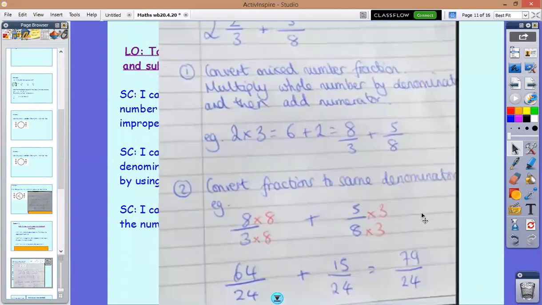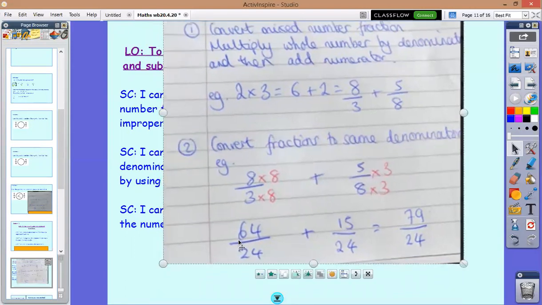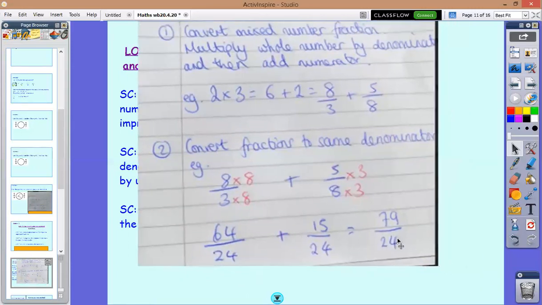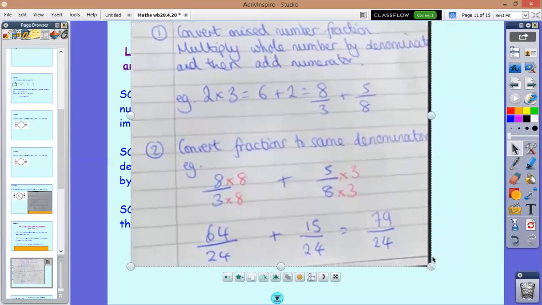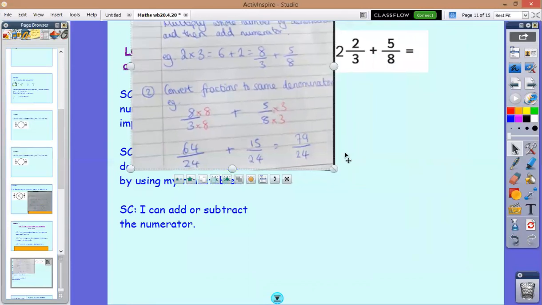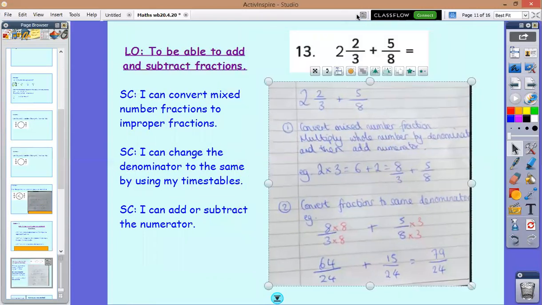Next, I convert the fractions to the same denominator. Again, I'm just going to multiply 8/3 by 8 to find the most common multiple, and this by 3, which becomes 24. So then my fraction becomes 64 over 24 plus 15 over 24, which equals 79 over 24. Now, my question is going to be, how would I convert my improper fraction back to a mixed number fraction? I'm just going to pause here for you to have a little go.